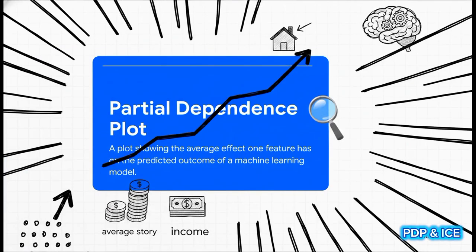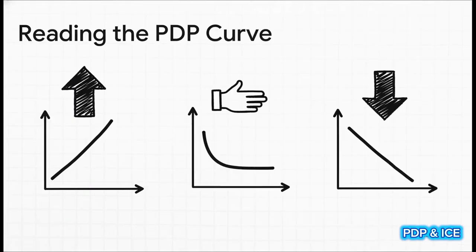It's one single line that represents the average story of how income affects a loan prediction across everyone. It's meant to capture the overall trend, the big picture. And reading this line is pretty intuitive. If the line is rising steeply, it means more income has a strong, positive influence on getting that loan. If it starts to flatten out into a plateau, that tells us there are diminishing returns. After a certain point, more income just doesn't help you much more. And of course, if the line were to fall, that would mean it has a negative influence.